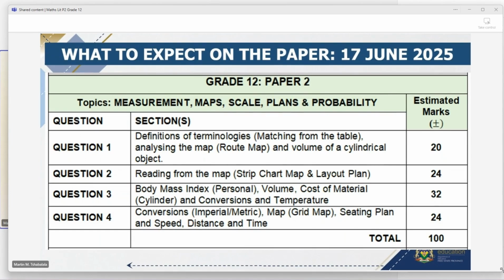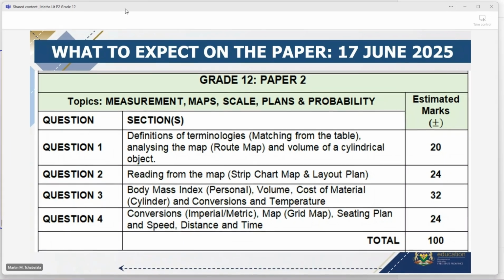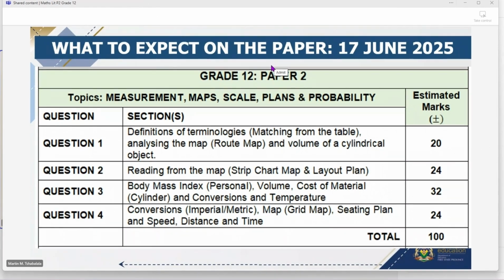So you have calculated and you found that Mr. Chabalala is weighing about 120 kilograms and his height is about 1.7 or 1.6. So what? No, Mr. Chabalala, you are overweight. You have to go to the gym. You have to diet and eat the correct diet. So you need to be able to do what? To come up with a conclusion.